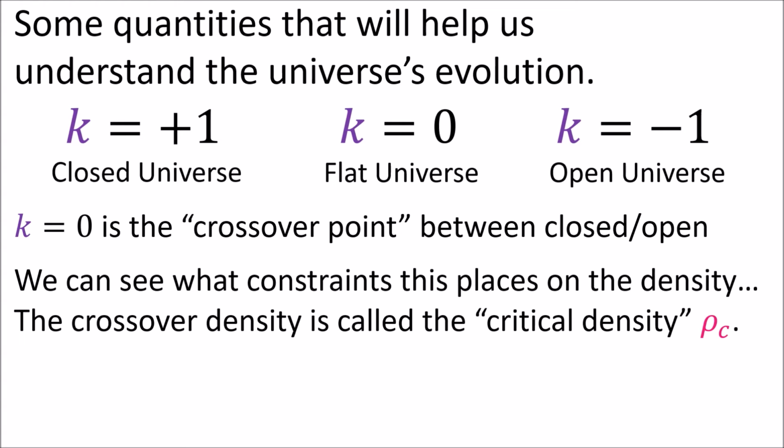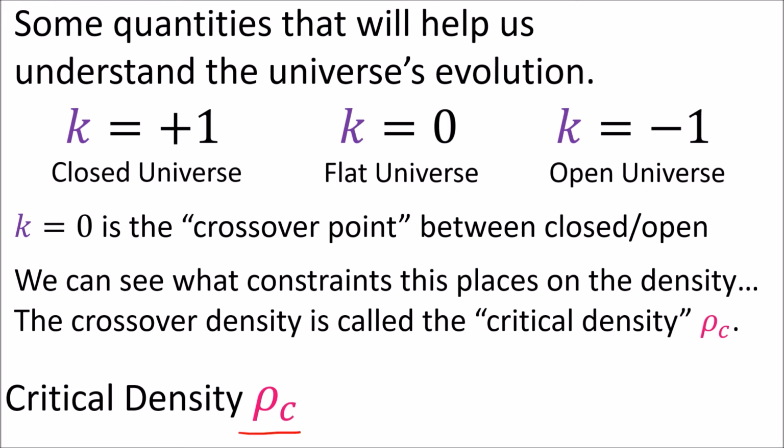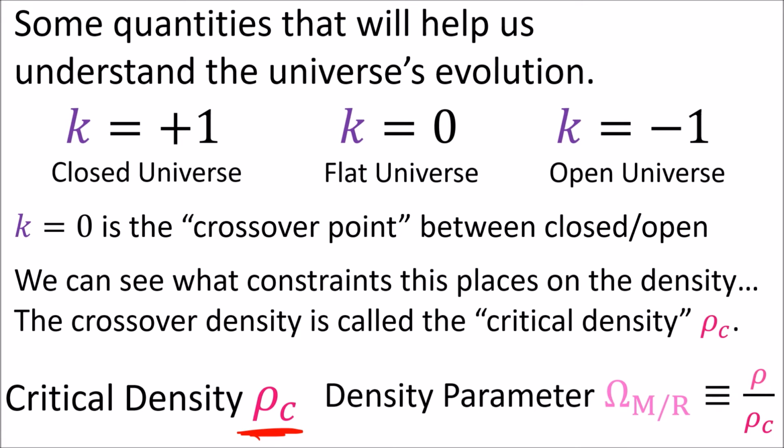The crossover density between closed and open universes is called the critical density, denoted by rho subscript c. We'll also define the density parameter omega mr as the ratio of the actual density and the critical density. The m and r subscripts refer to the fact that the energy density could be due to matter m or radiation r.